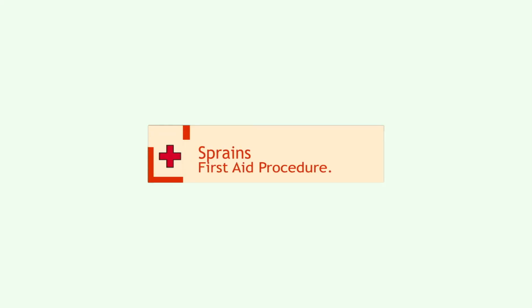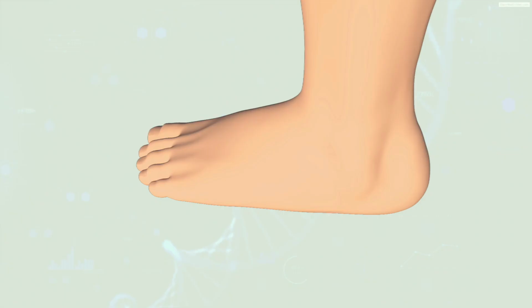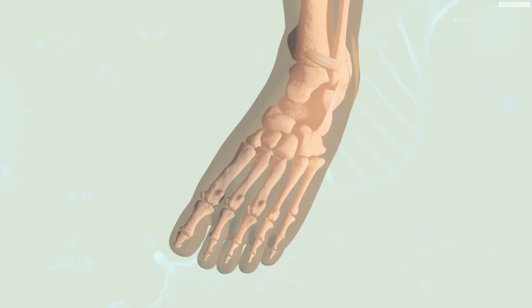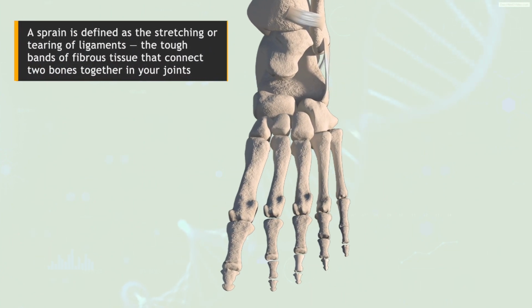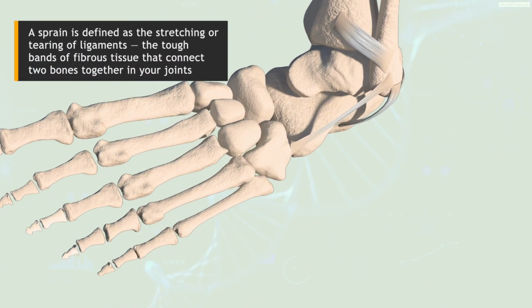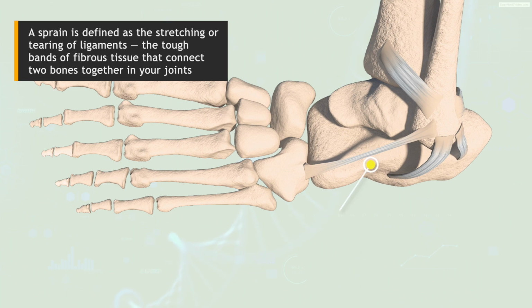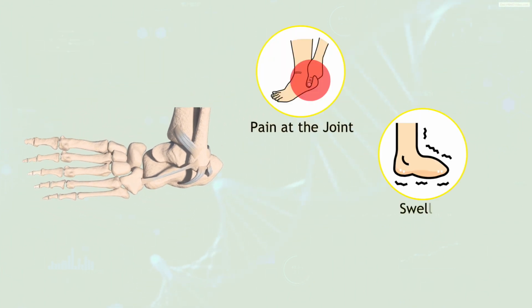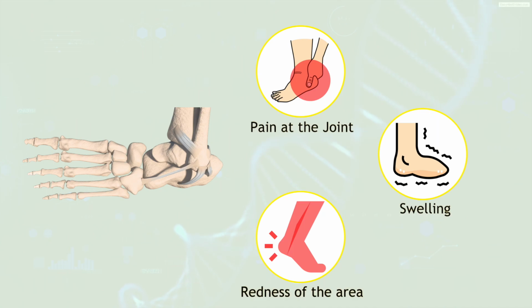First aid for sprains. One of the most common injuries in outdoor activities is sprains. A sprain is defined as the stretching or tearing of ligaments, the tough bands of fibrous tissue that connect two bones together in your joints. Symptoms include pain at the joint, swelling, redness and difficulty in movement.